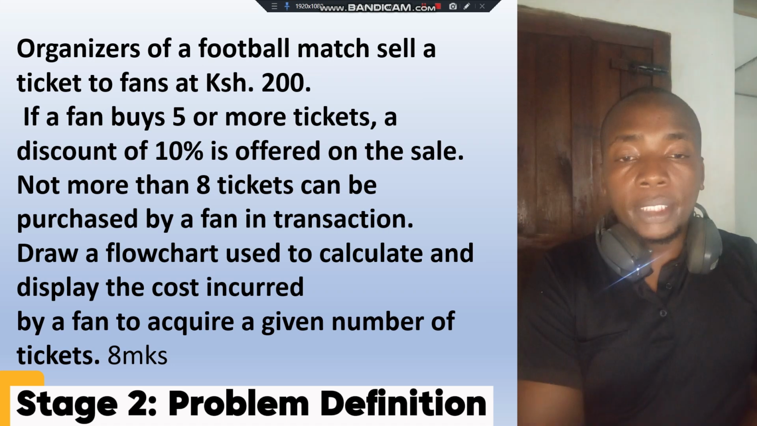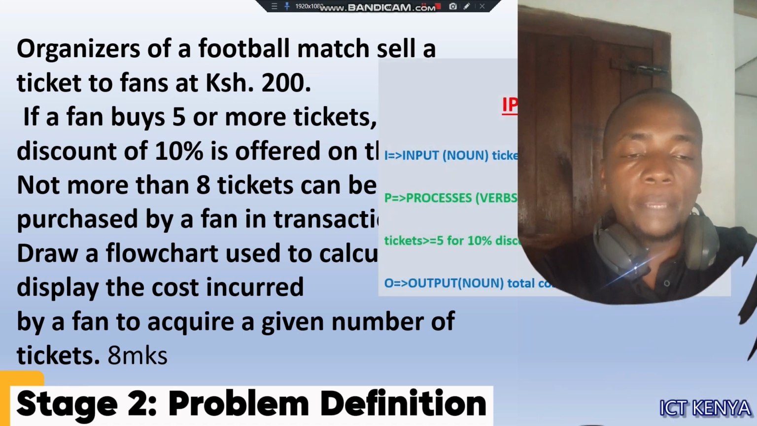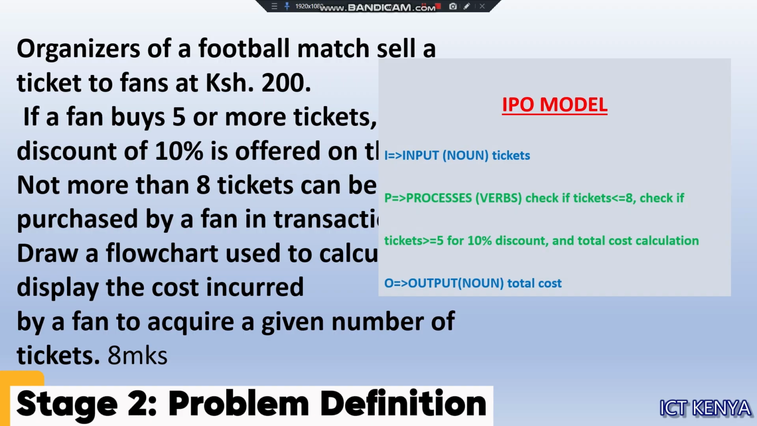Defining the problem. In this case, we make use of something we call the IPO model: input, process, output, whereby we're going to make use of grammar, that is nouns and verbs. So we're going to break down this problem into 3 main subcategories, that is inputs. Which information are you going to give the cashier? It is the number of tickets. Then for the processes, what will the cashier do based on your information? That is the verb. What is this person going to do?